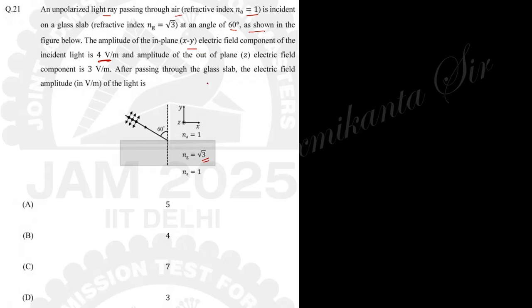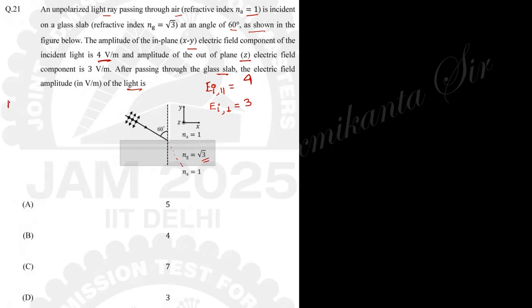So E incident parallel has magnitude 4. And the amplitude of the z component is 3, that is E incident perpendicular, which is 3. After passing through the glass slab, what will be the electric field of the transmitted part?